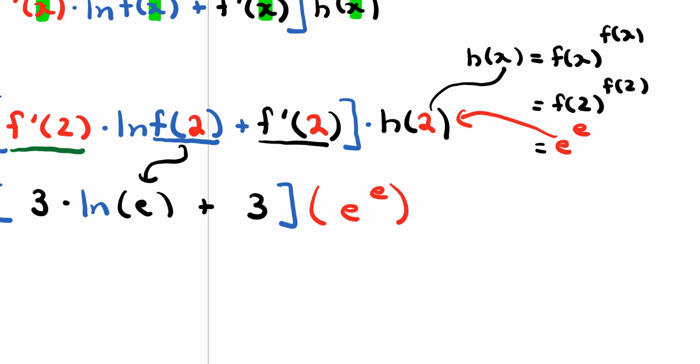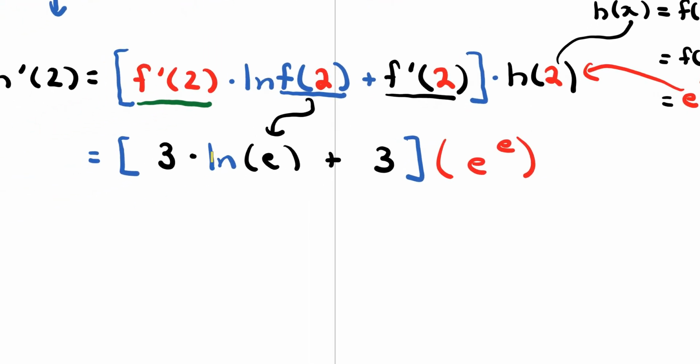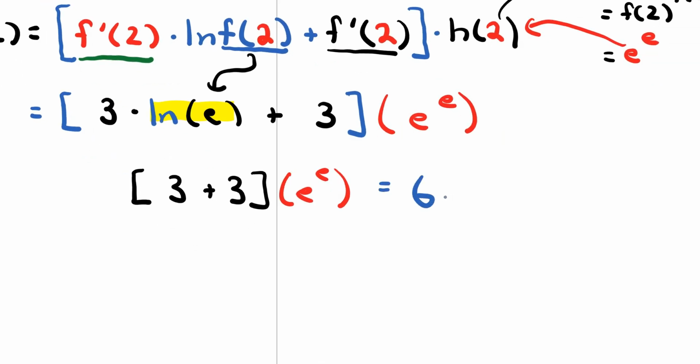And then we're pretty much there, right? I would say ln e is 1. So this is now going to be 3 plus 3 times e to the power of e. And 3 plus 3 is going to be 6. So the final answer here is going to be 6 e to the power of e.